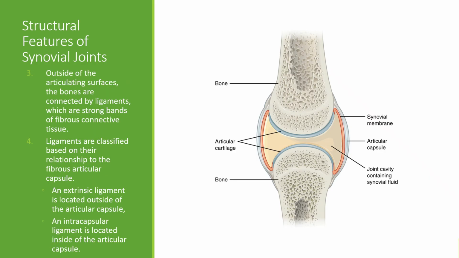Outside of the articular surface, the bones are connected by ligaments, which are strong bands of fibrous connective tissue. Ligaments are classified based on their relationship to the fibrous articular capsule. Extrinsic ligaments are located outside of the articular capsule, and intracapsular ligaments are located inside. So we're going to look at the different names of those.